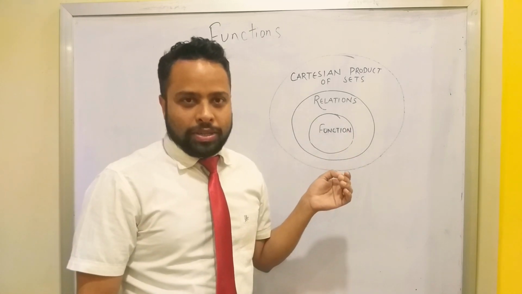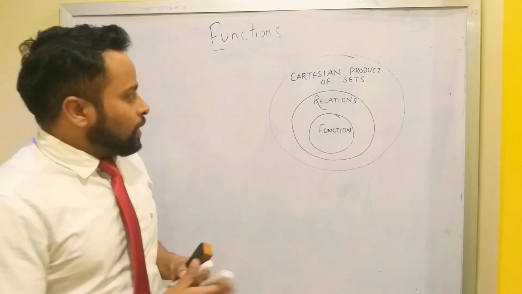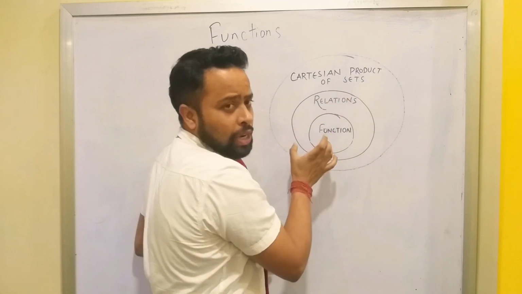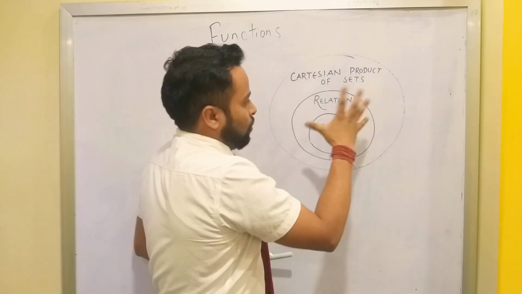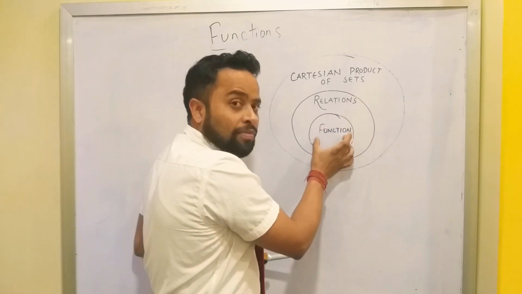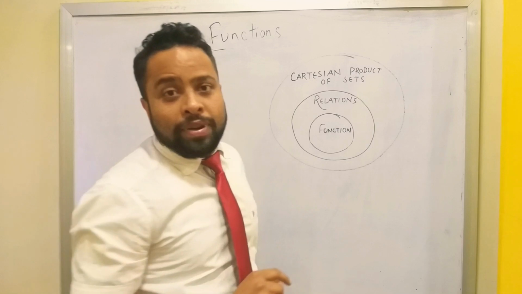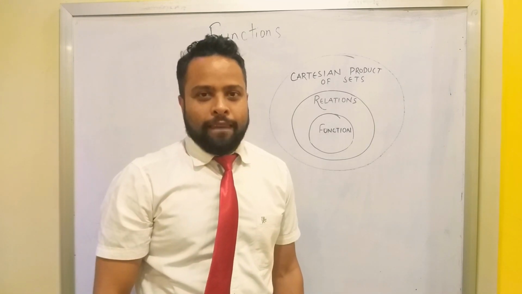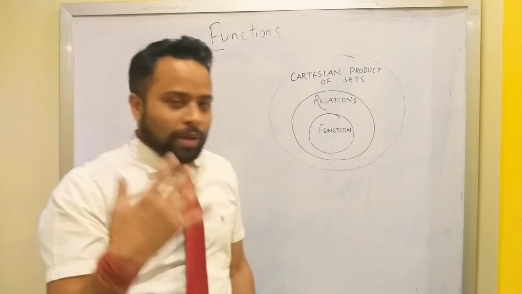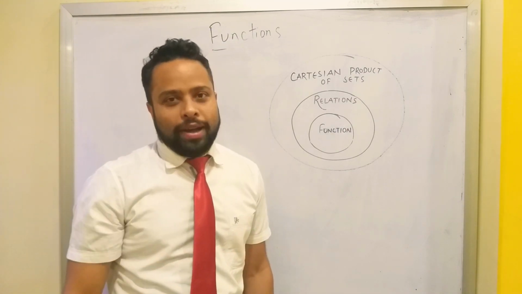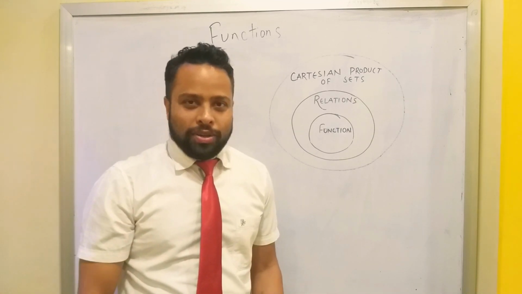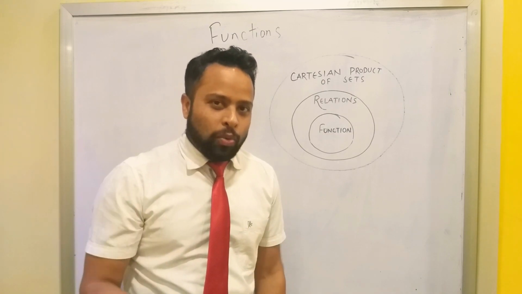Perhaps my favorite, functions. First of all, you can understand that not all Cartesian products of sets come into relations. There are many left out. When they form relations, some relations make functions. That means not every relation is a function. You check whether your relation is functioning or not. At the same time, I will tell you how to identify this. For that I will tell you one thing.